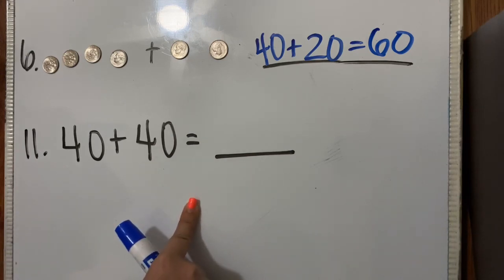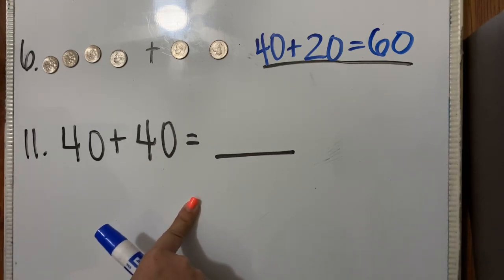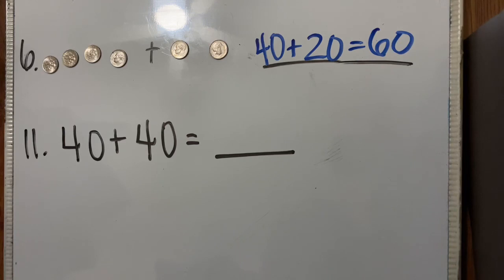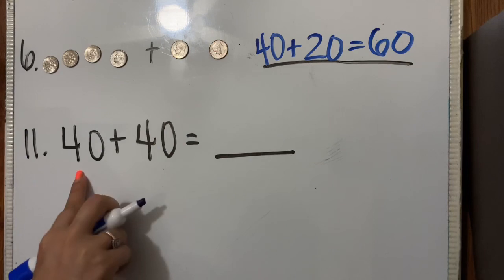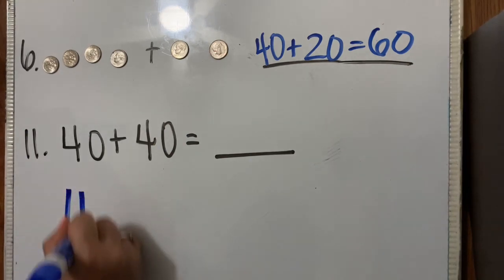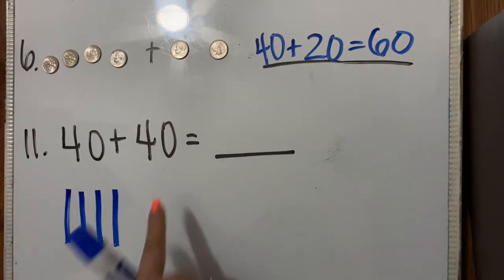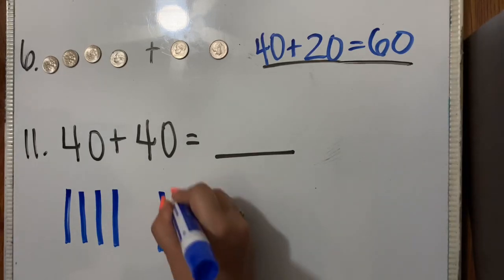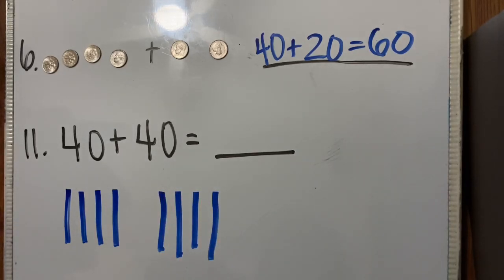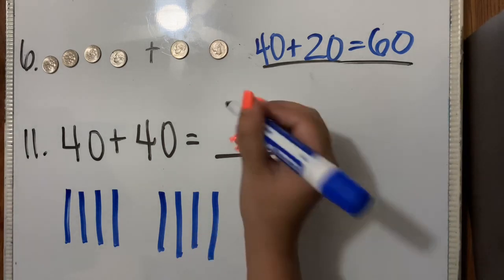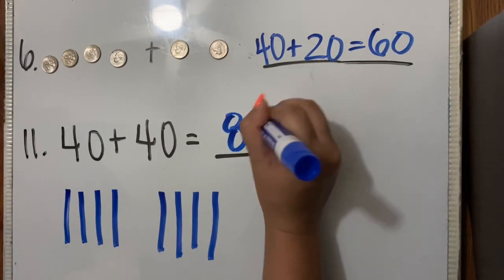Now for number 11, there are 9 parts, but they're really easy. All you have to do is solve the number sentence that is given to you. And you can either do that mentally in your head, or you can draw pictures out. So I'm gonna draw my quick tens for this. So I have 40, so 10, 20, 30, 40, plus 40, 10, 20, 30, 40. And I'm gonna add them all up together because I'm adding. 10, 20, 30, 40, 50, 60, 70, 80. So 40 plus 40 equals 80.